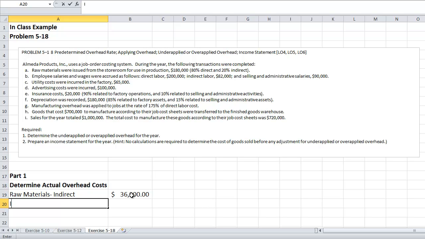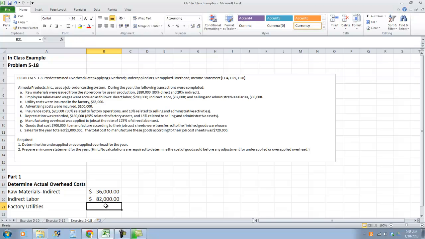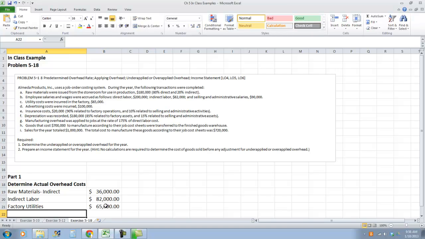Then we have indirect labor. So we have employee wages. Indirect labor is 82,000. All right. We have factory utilities. This is overhead. We can't assign this to one job, so we can't apply utilities directly to the job. So it's overhead. And that is 65,000. Advertising cost is not part of that. It's part of selling and admin.